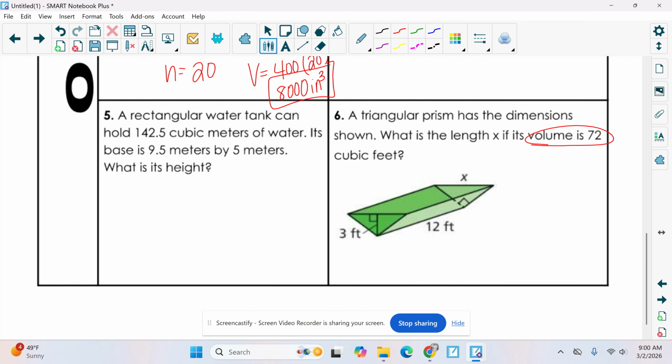A triangular prism has the dimensions shown. What is the length x if its volume is given in cubic feet? So if we're talking about volume and we're talking about triangles, 1/2 base times height, or your base times height divided by 2, whichever you decide. What's the formula for volume? Start with your volume formula. I'm going to need the area of the base B, and I'm going to need the height. Well, my B is a triangle, right? Which is 1/2 times base times height.